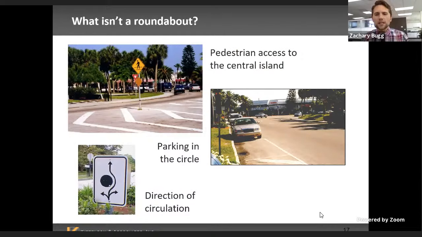So Ed mentioned a couple of other issues with non-roundabout traffic circles: pedestrian access to the central island, parking in the circle, and having the ability to cut in front of the central island and make a left turn. Can anybody think of, I guess, these first two issues? Why wouldn't you allow, even at a roundabout, pedestrian access or parking within the circle? And when I say pedestrian access, I mean to the central island, not across the approach legs.